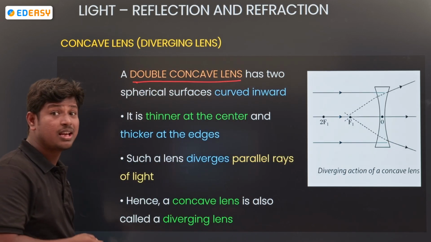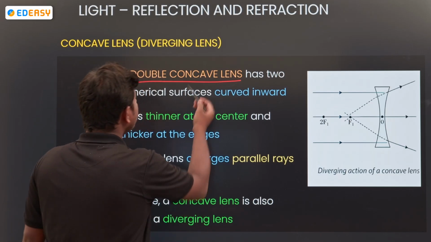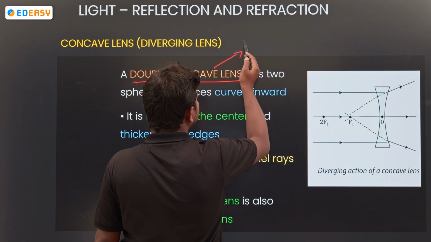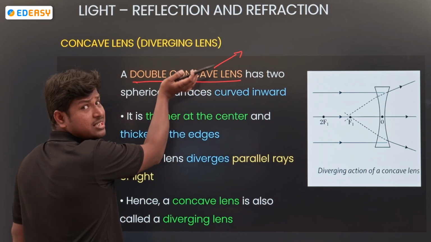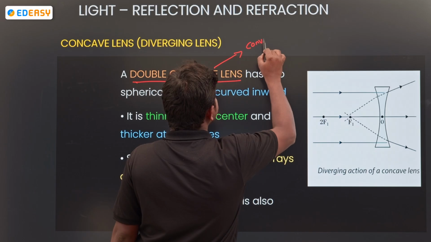Double concave lens. Previously, double convex lens. Okay, double concave lens. So here, this double concave lens has a property of a convex mirror.